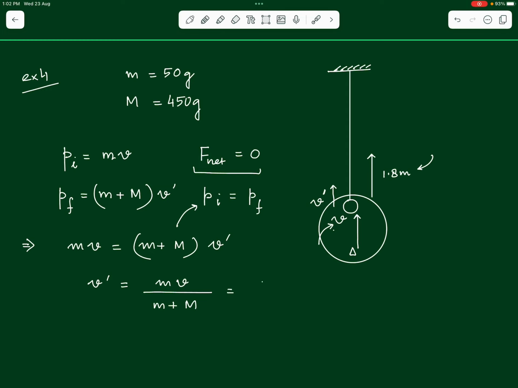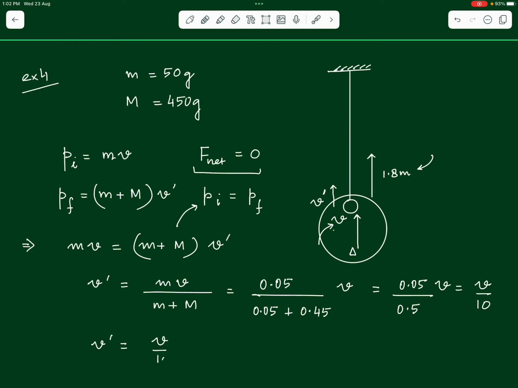Small m is 50 grams, which we can write as 0.05 kg, divided by 0.05 plus capital M is 450 grams, which we can write as 0.45 kg, right, into v. See that this will be 0.05 by 0.5 into v, which will be nothing but v by 10. So what are we getting here? V dash we are getting as v by 10. This is the velocity with which the system starts moving soon after the penetration of the bullet takes place into the bob.